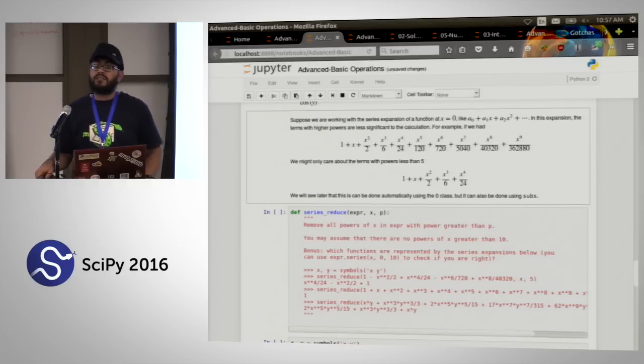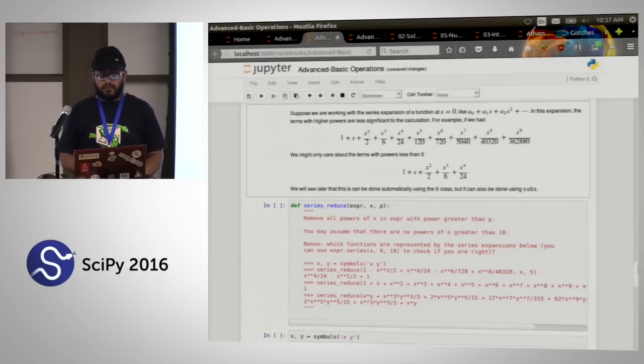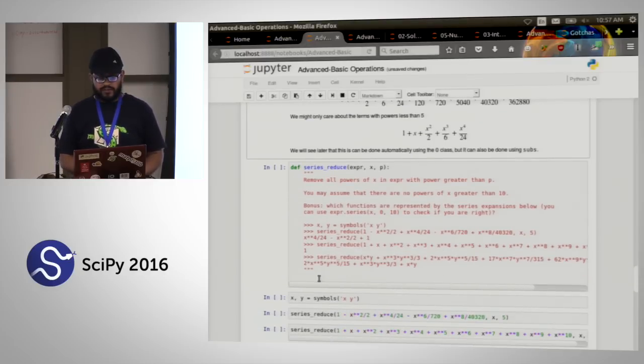Suppose we have a series expansion and we want just terms to a certain order. This can be done using the order as well, but we will try to do this using the subs method. So try this exercise, please.